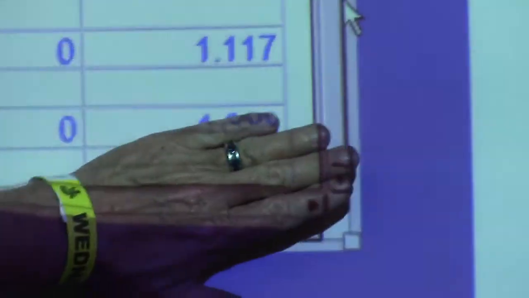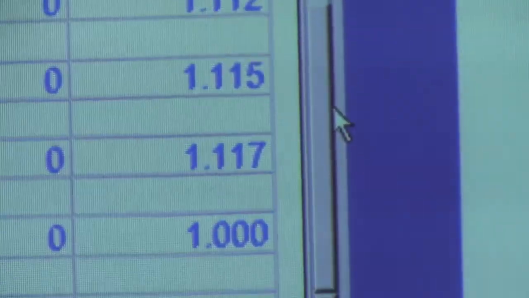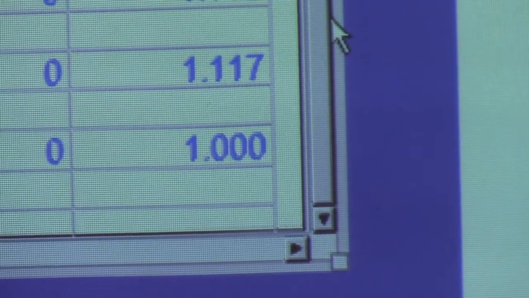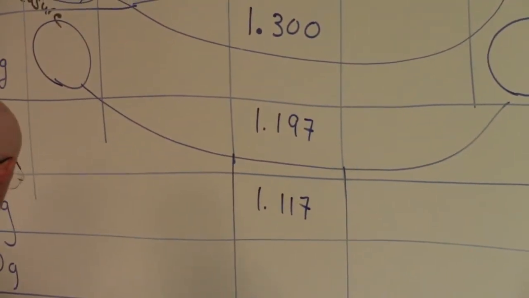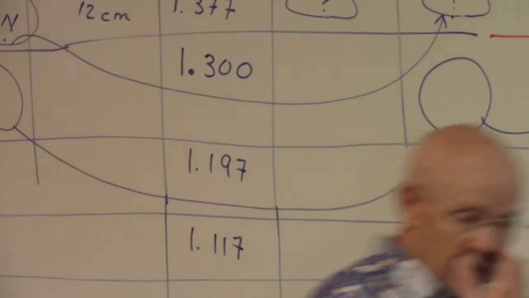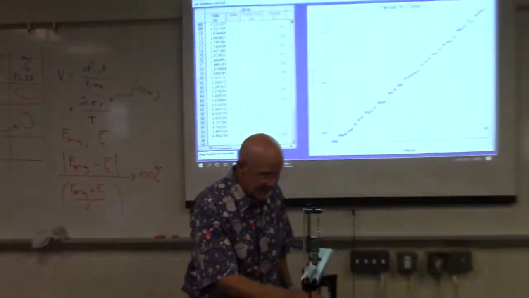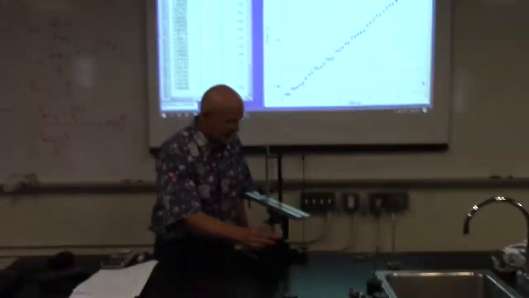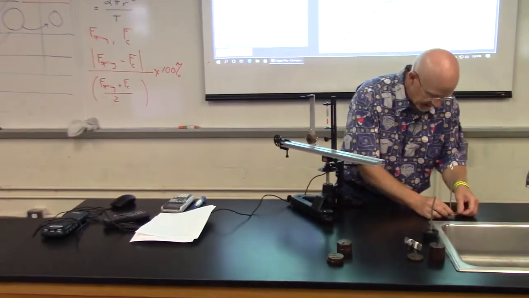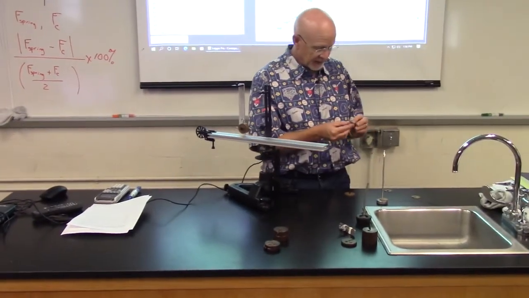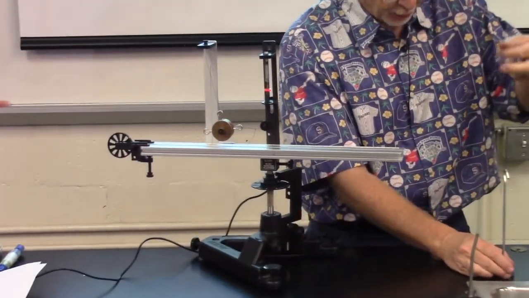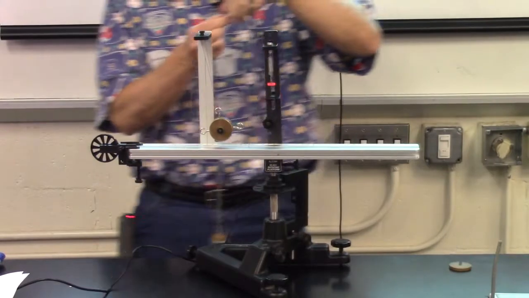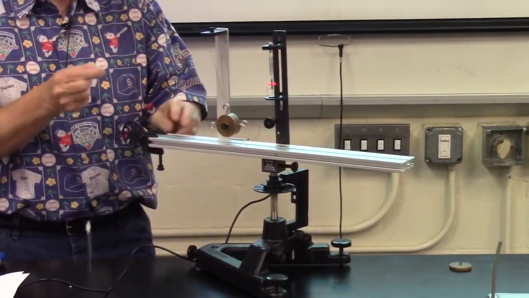Again, not the last one. That's my finger breaking the beam, but 1.117. So 1.117 is the time. All right, again, second to last time, let's calibrate it for 90. All right, so I've got two 20s and the hanger, so that's 90.